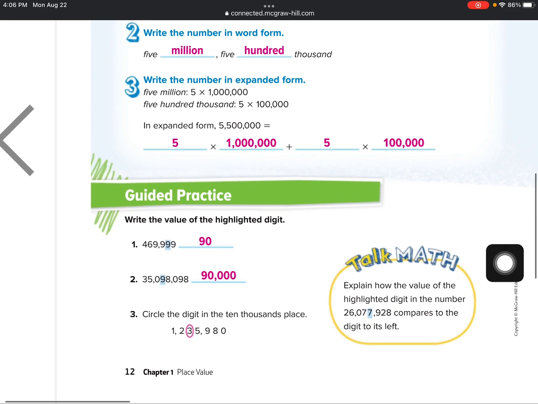Here you're doing the highlighted values of the digit. That 9 is worth 90, but that 9 is worth 90,000. And that 3 is worth 10,000.